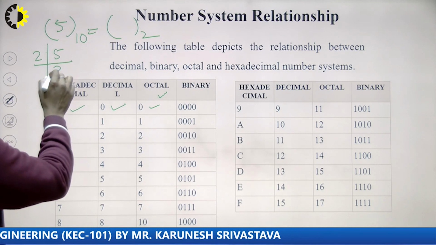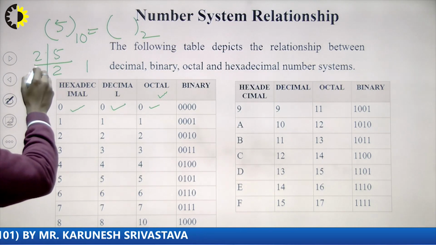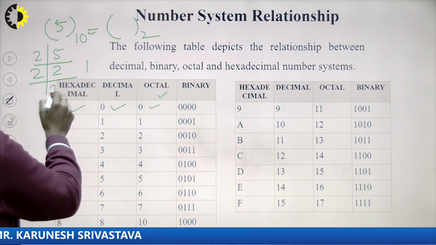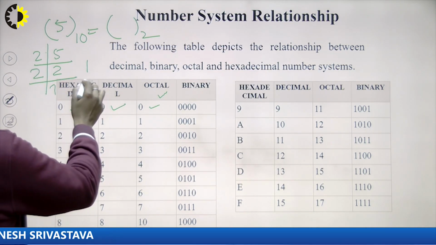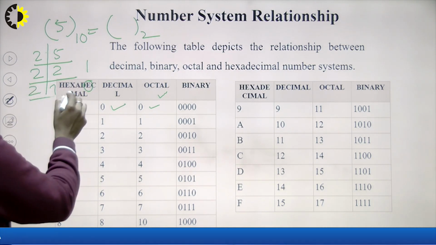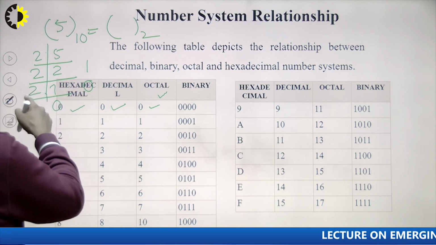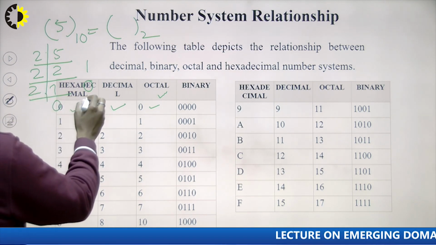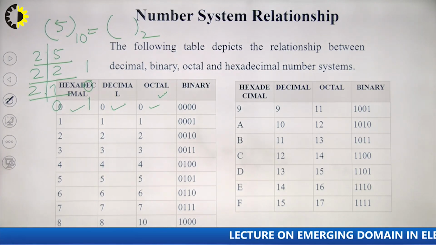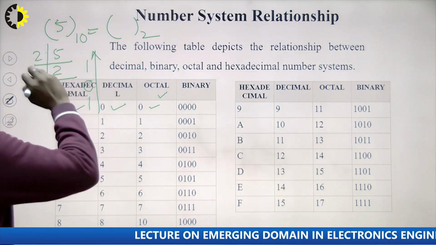2 times 2 is 4, remainder is 1. So I have to write remainder 1. 2 ones are 2, remainder is 0. 2 zeros are 0, so remainder is 1. How will you write it? You have to move from bottom to top.